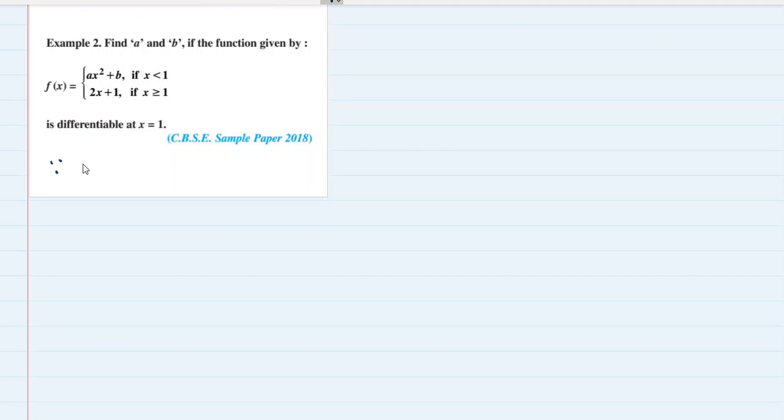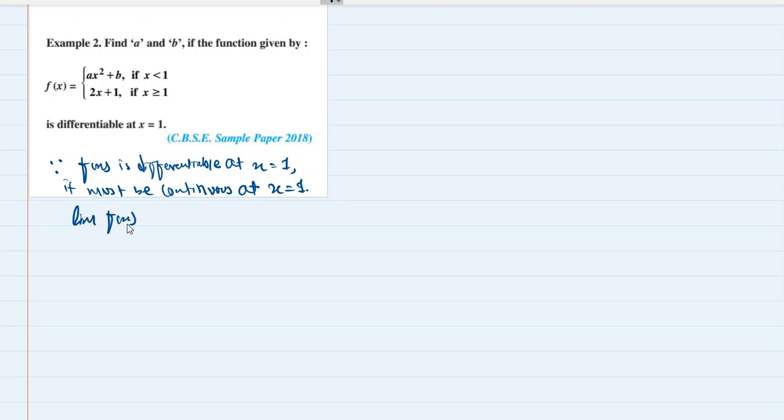Okay, so since f of x is differentiable at x is equal to 1, it must be continuous at x is equal to 1, and therefore we can say that the limit of the function f of x when x approaches 1 from the left side, that is left hand limit, must be equal to the limit of the function when x approaches 1 from the right side, must be equal to the value of the function at 1.